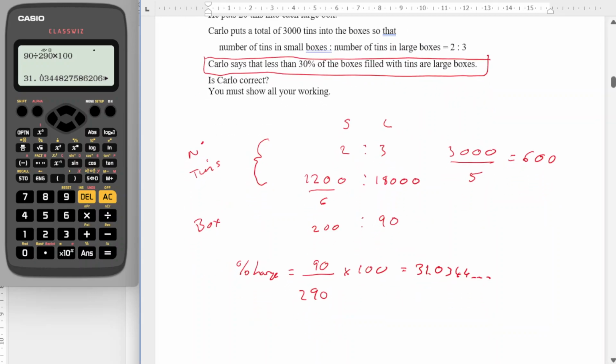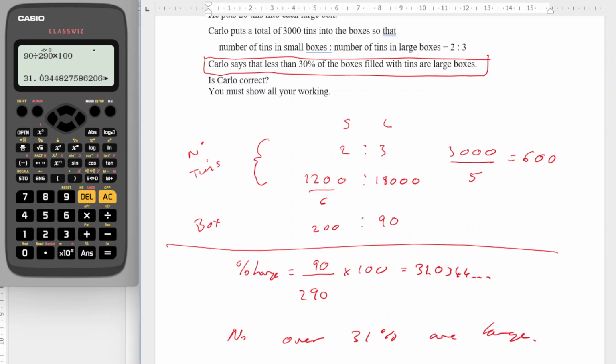Carlos says that 30% less than 30%. No. 31%, over 31% are large. So that's only really the final stage. So what I've done there is I've worked out the number of small tins and the number of large tins. Then I've worked out how many boxes that means. Then I've used that to create the percentage.